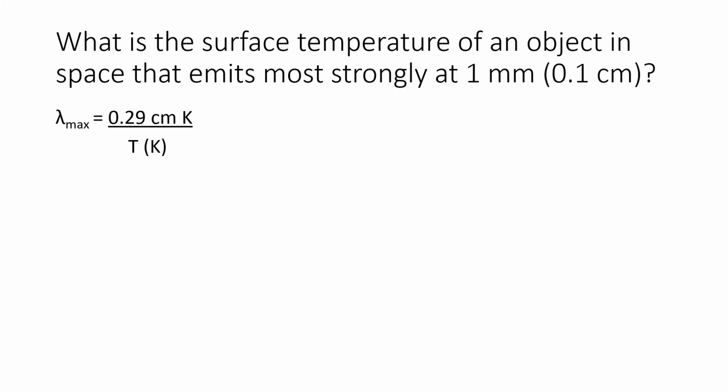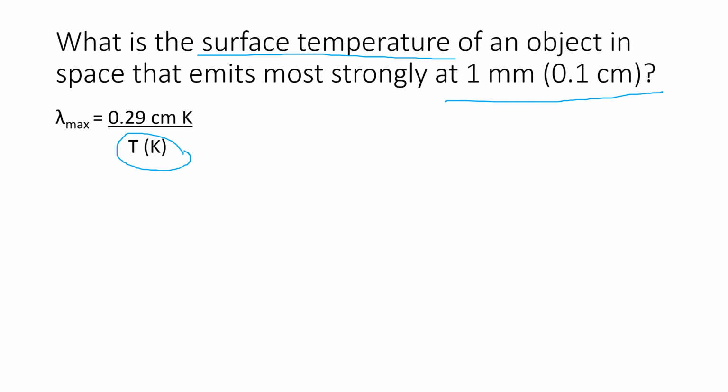So let's look at this problem. It says here, what is the surface temperature of an object in space that emits most strongly at 1 millimeter or 0.1 centimeters? So we can identify this as a Wien's law problem because we have the surface temperature mentioned and a wavelength. Now in this case, we are given the wavelength and we need to solve for the surface temperature. So what we need to do is isolate the temperature by itself.